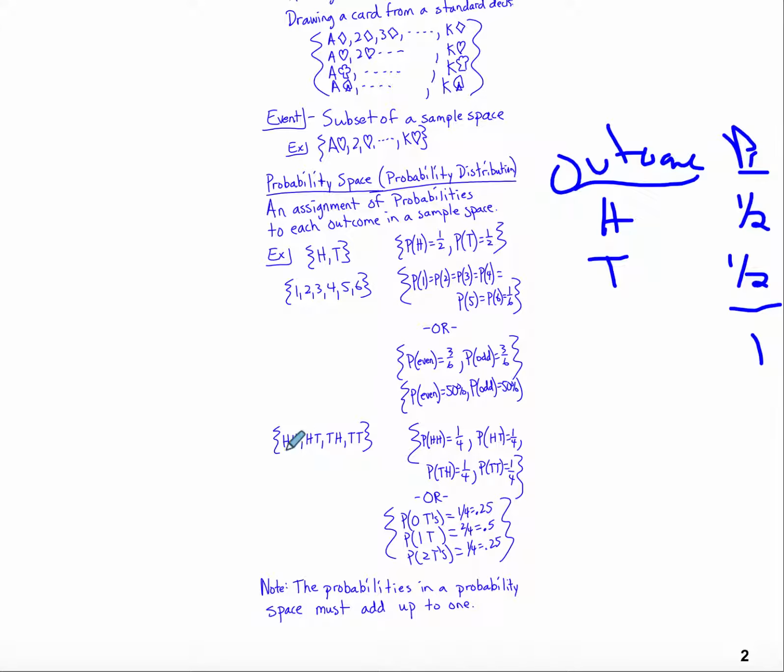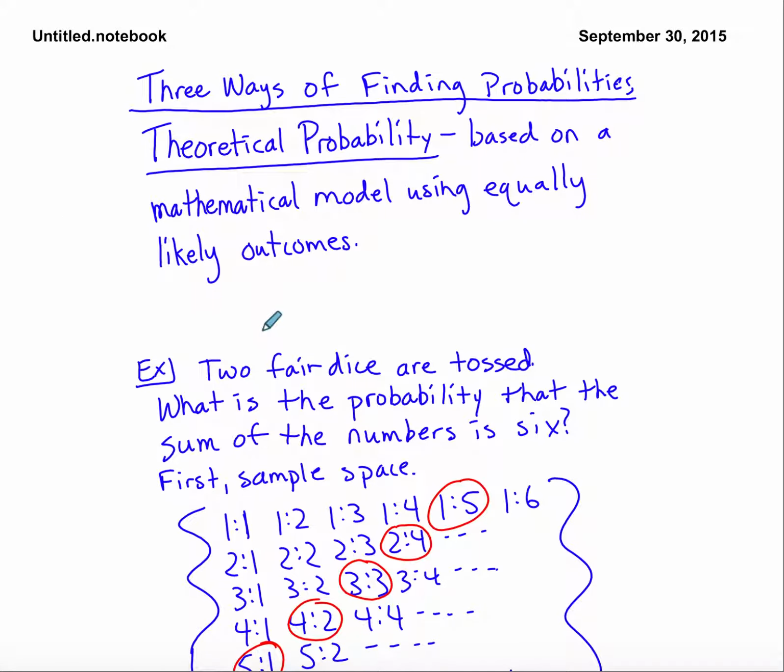Same thing here with your coin. You get a head or a tail. Notice they each have the same equal likelihood, 1/2 and 1/2. Again, assuming that you have a fair coin. So you do want to make sure you think about those things.